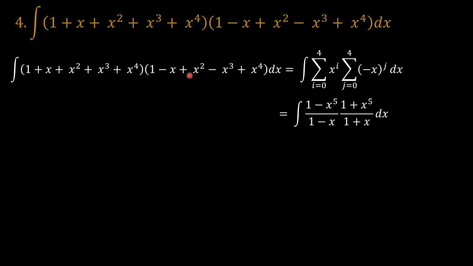and then the second part there would be the sum of (minus x) to the power j from j equals 0 to 4, and then just using the formula for geometrical series, that would be 1 minus x to the power 5 over 1 minus x, times 1 plus x to the power 5 over 1 plus x. Now that results into 1 minus x to the power 10 over 1 minus x squared. Then I would quickly do a division.